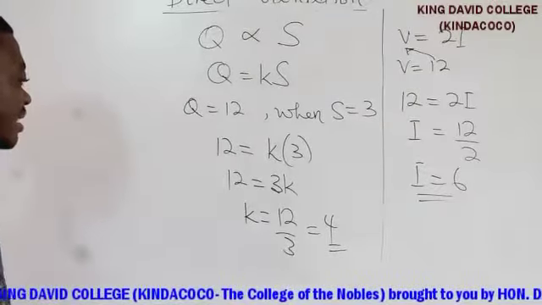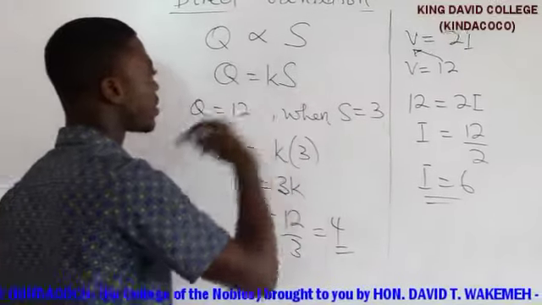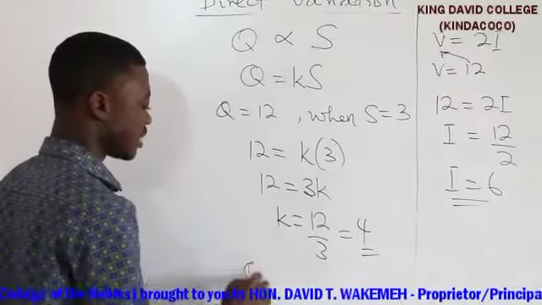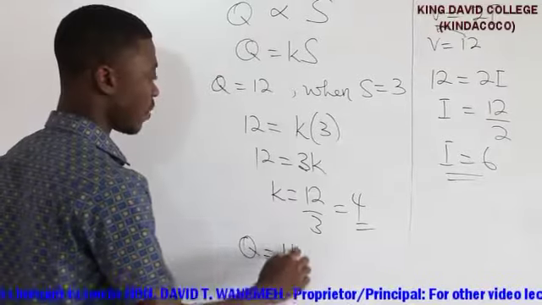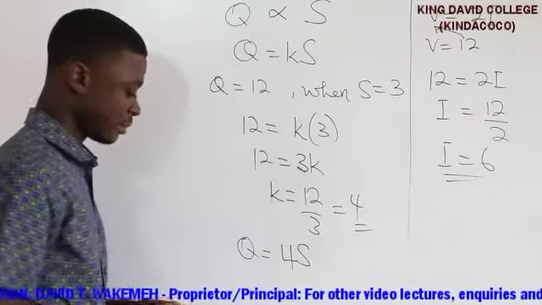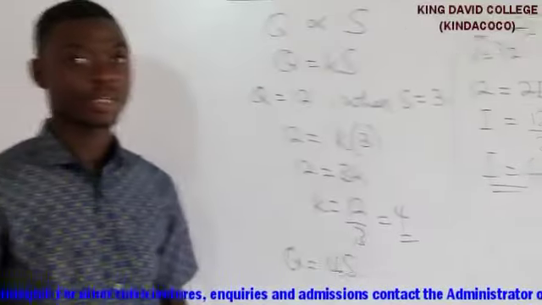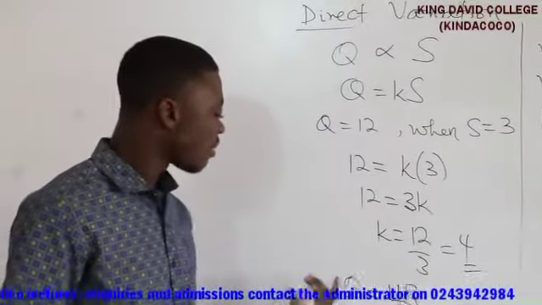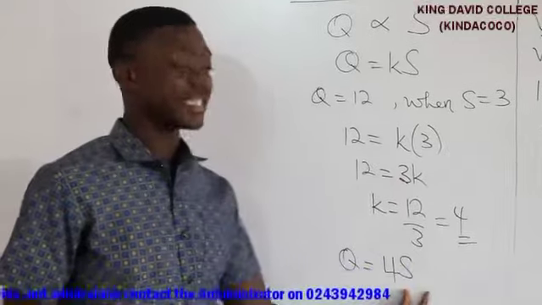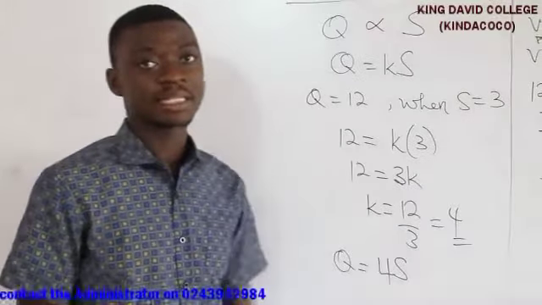So when that is done, then you can rewrite your variation equation as Q is equal to 4 times S. So any of them that you are given this time around, you can find. So maybe they can ask you, find Q if S is, say, 7.